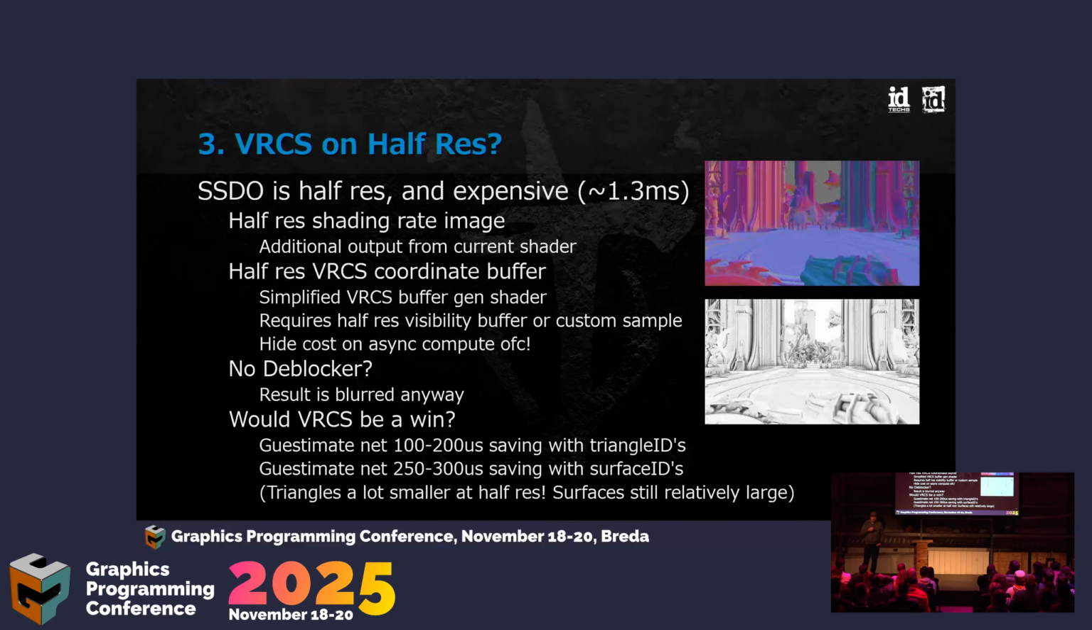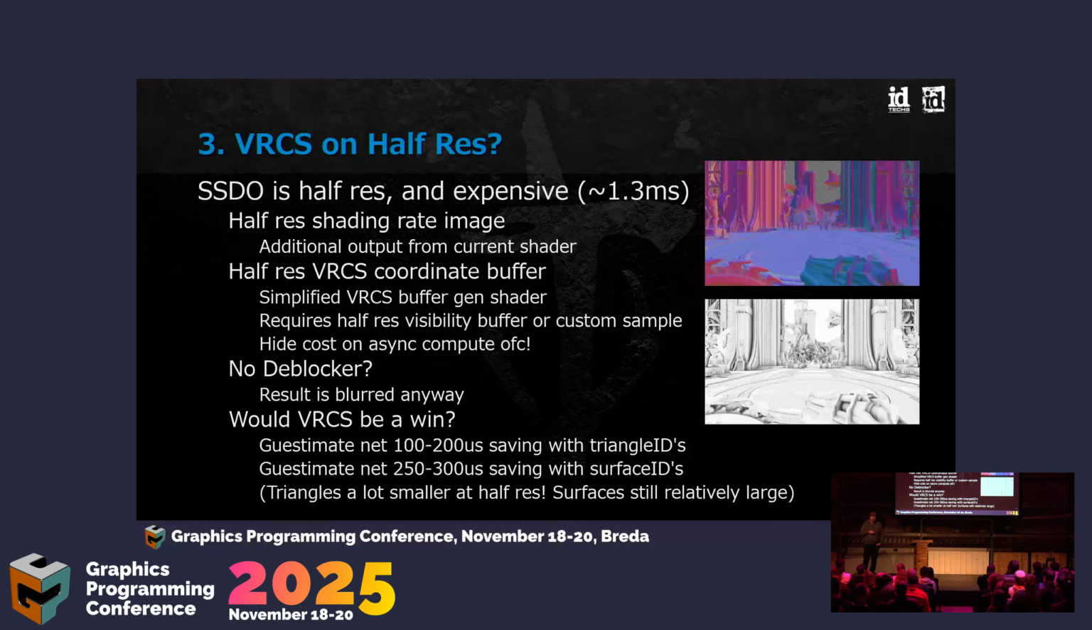So to run VRCS here, we need a few things that we didn't have. We needed a half-rate shading rate image. That's easy. We can just output it from the shading rate shader. Very simple. We would need to create a half-res coordinate buffer. We can hide that cost on async compute. We probably don't need a deblocker because this thing's getting heavily blurred.